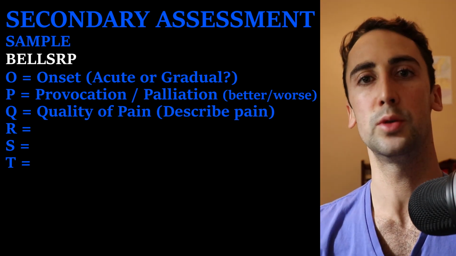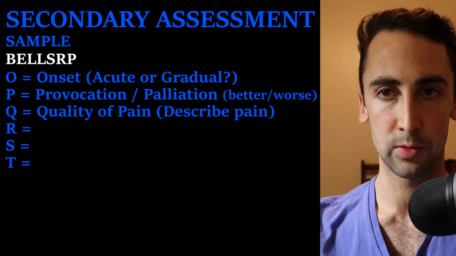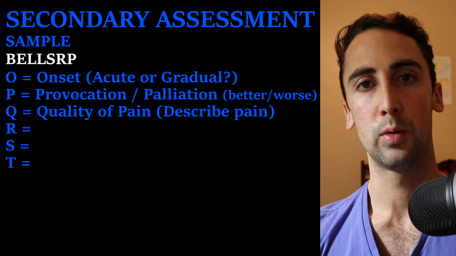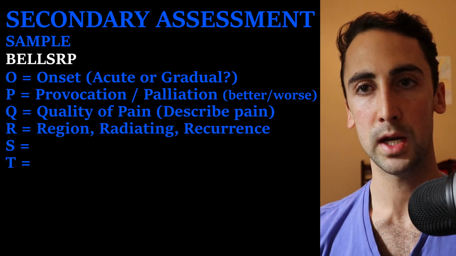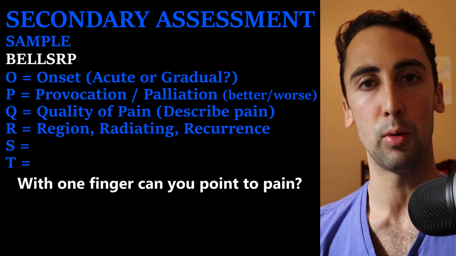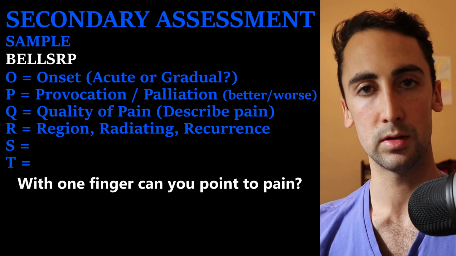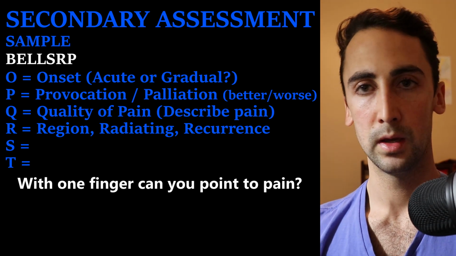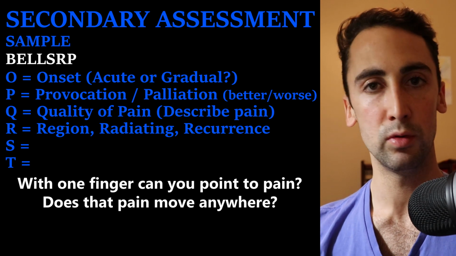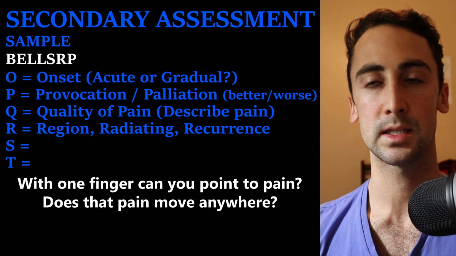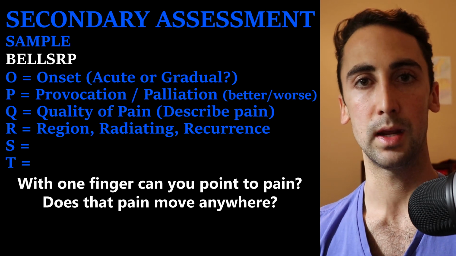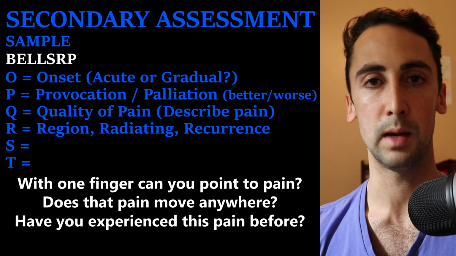All right, moving on to R. R is actually going to have 3 words that go along with it. We're going to have region, radiating, and reoccurrence. For region, we're basically going to ask them, can you point to your pain using one finger? They're going to point to it. Then you're going to ask them, does that pain move anywhere? Does it radiate anywhere else? And lastly is going to be reoccurrence. This is going to be, have you had this pain before?